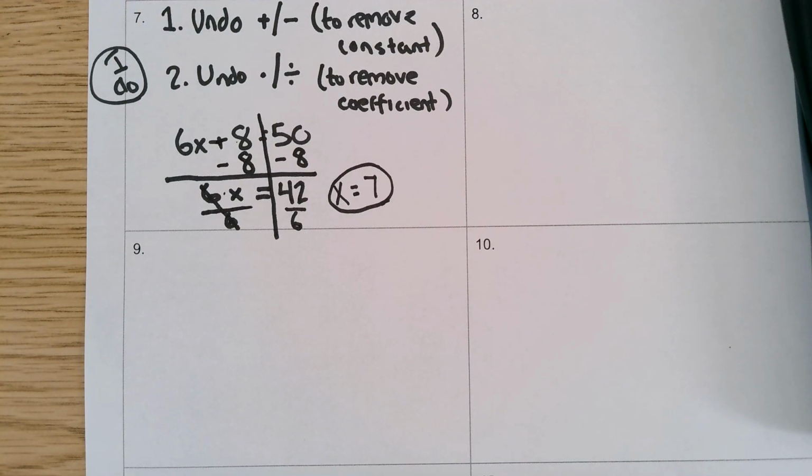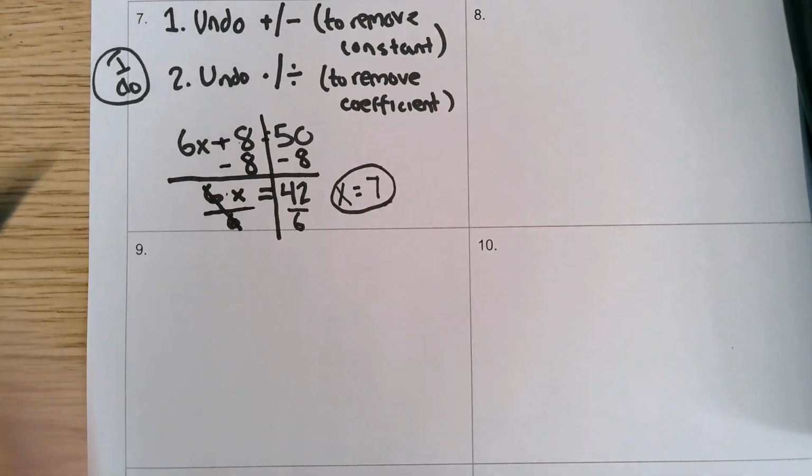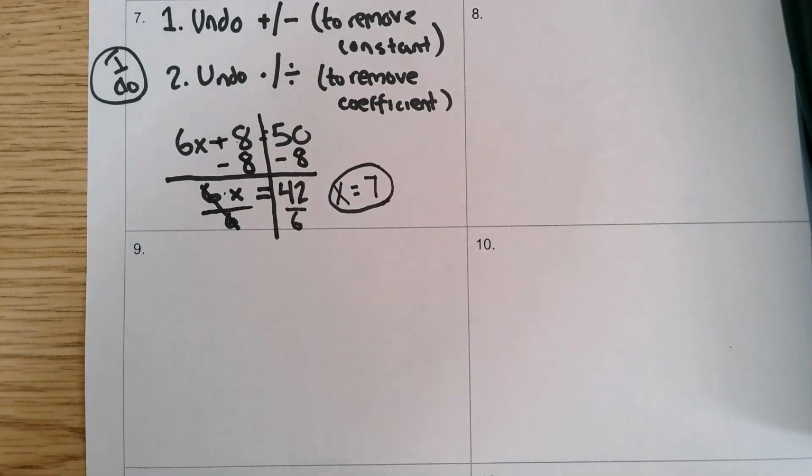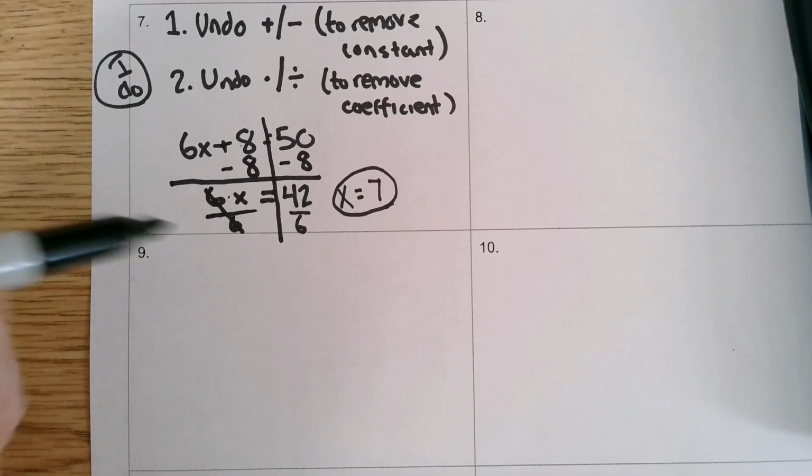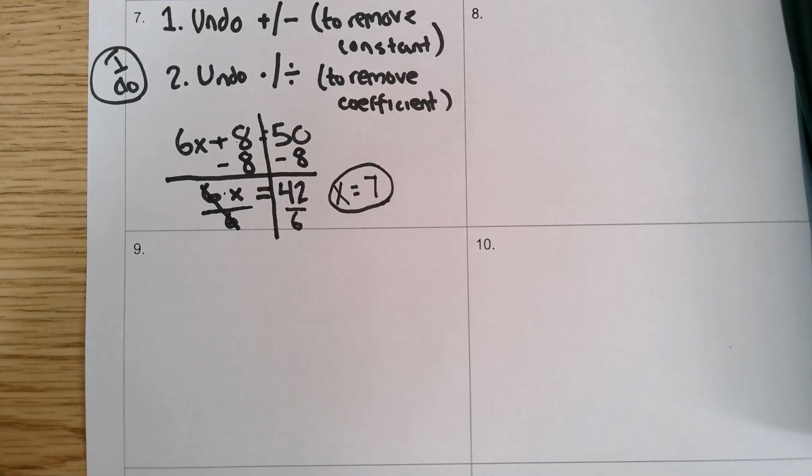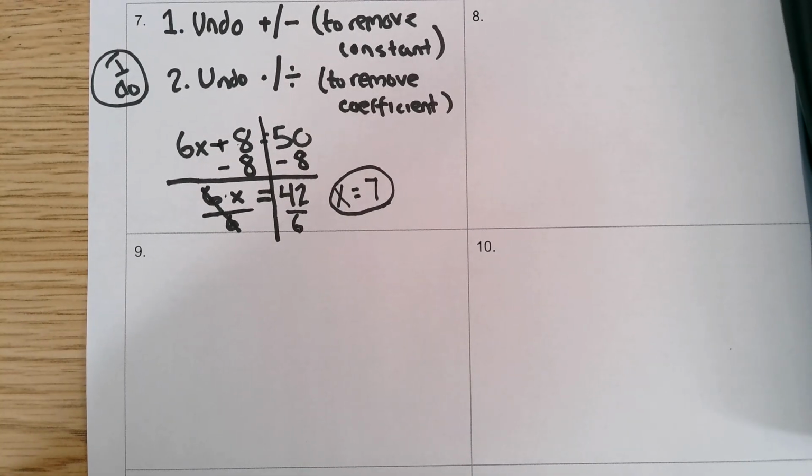So you're just doing what we did in the one-step equations, and you're just doing it twice at the same time. Okay, we did the first 3 examples, which were addition and subtraction. Then the next 3 examples were multiplication and division. Now we're just combining. Okay?